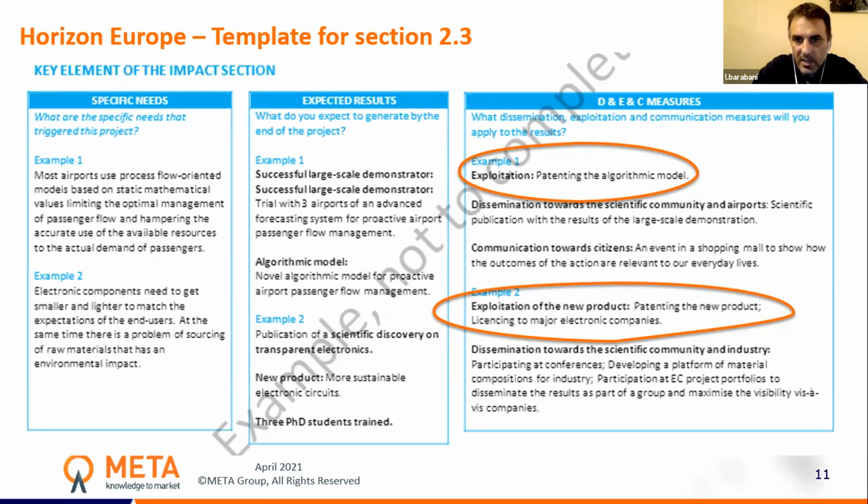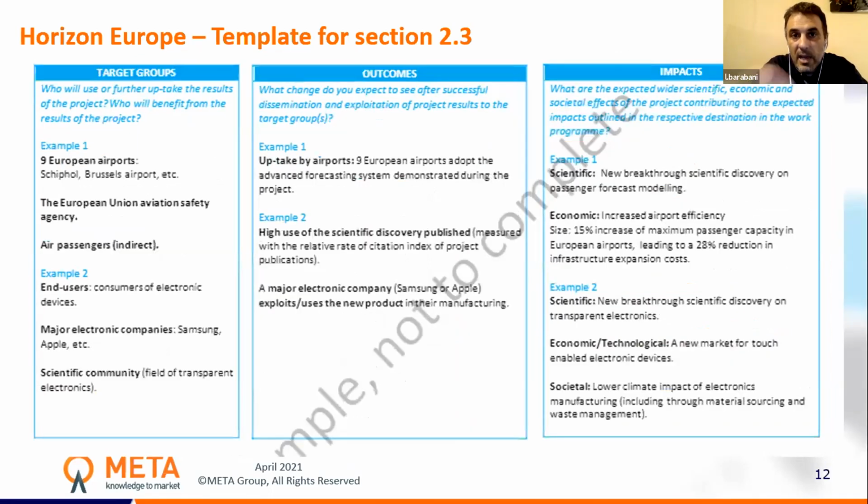Then obviously you will also find dissemination and communication examples, etc. But this is not the target of our seminar today. And here the other parts for the achievement of impact: target groups. Again, who are your customers? Who are your end users? Who will use your results? And then the outcomes and impacts. My colleague Andrea spoke about this concept last week, so I will not comment on this anymore.